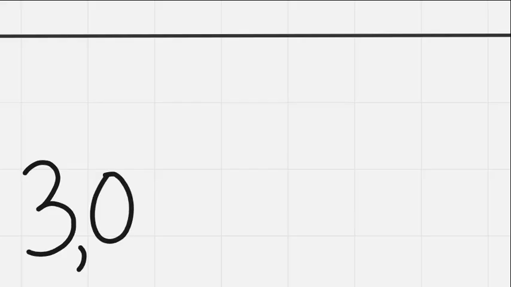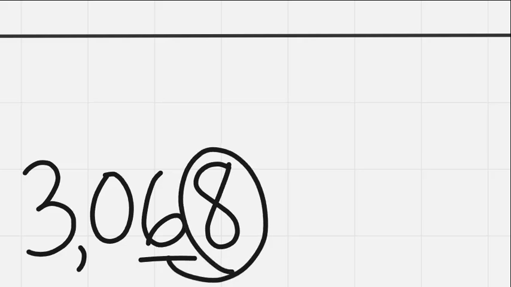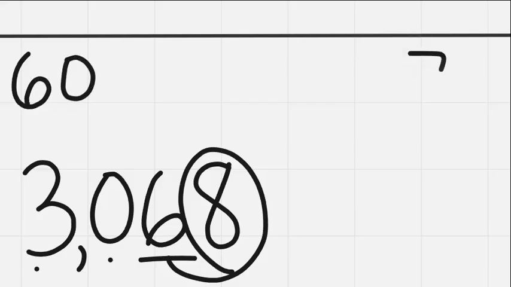The next number we're going to round is 3,068. Be sure to copy this down. We are going to begin by identifying the tens place value. The 6 is in the tens place value. Then we'll circle the 8. We can ignore the 3 and the 0. The two numbers 68 can round to are 60 and 70.